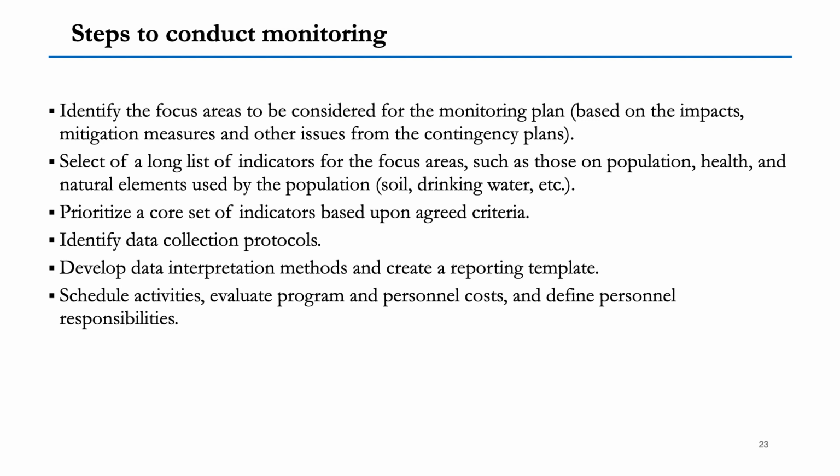Identify the focus areas to be considered for the monitoring plan, which will be based on the impact, mitigation measures, and other issues from the contingency plan. Select a long list of indicators for the focus area, such as those on population, health, and the natural elements used by the population, for example, soil, drinking water, etc. Prioritize a core set of indicators based on agreed criteria. Identify data collection protocol. Develop data interpretation method and create a reporting template. Schedule activities. Evaluate program and personnel costs. And also define personal responsibility.